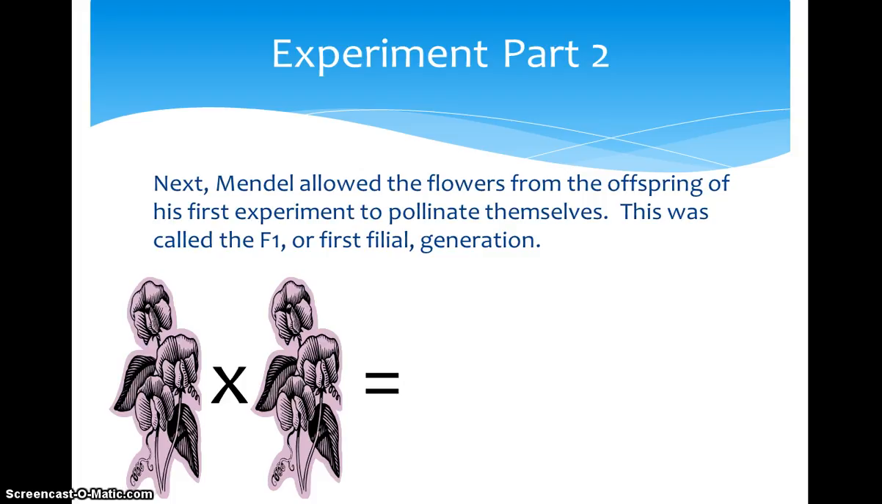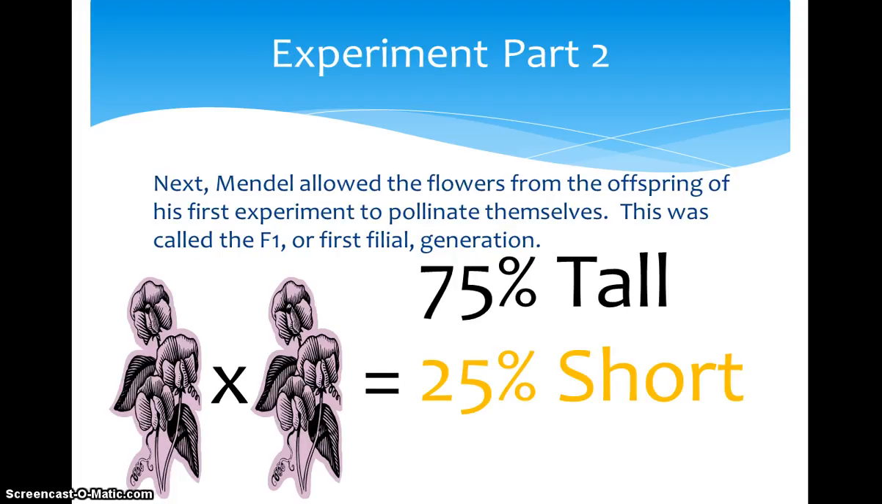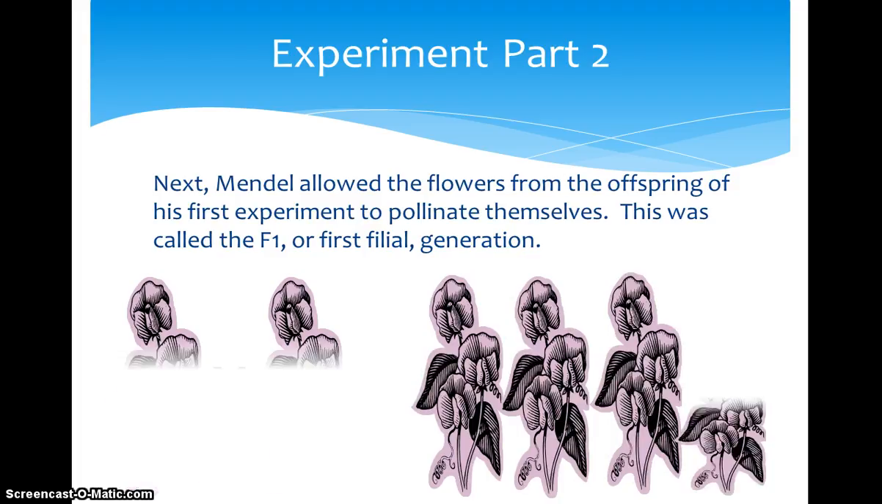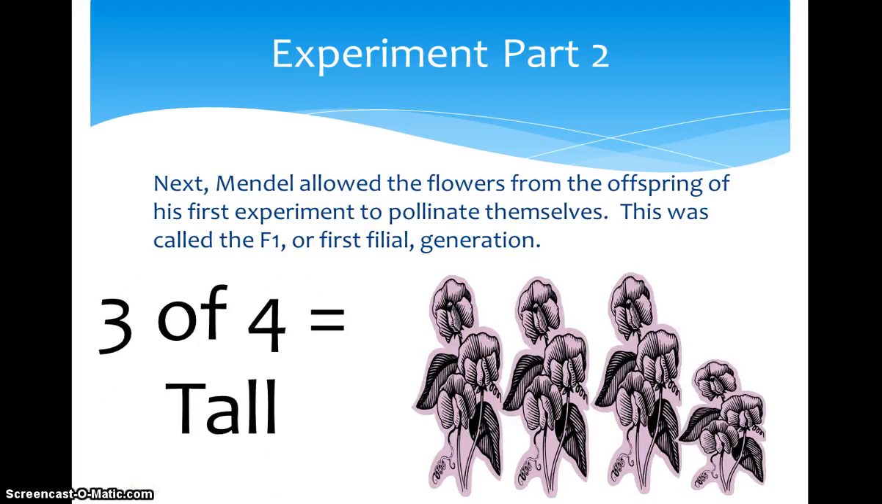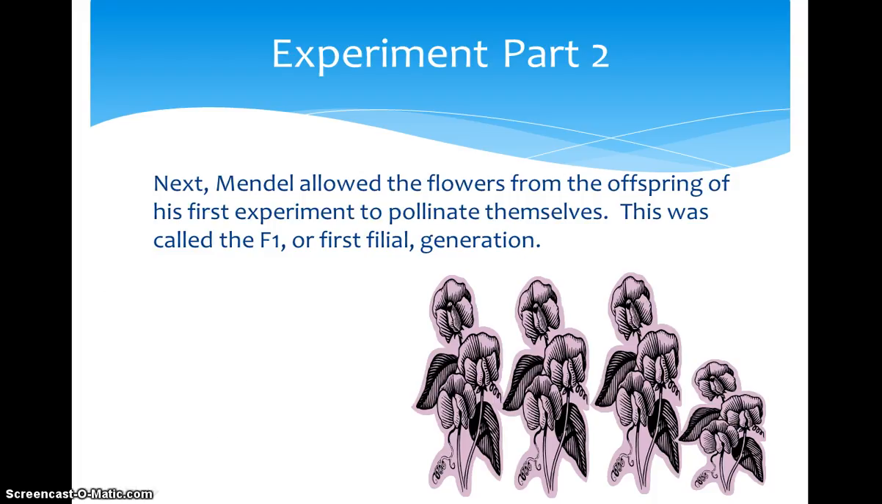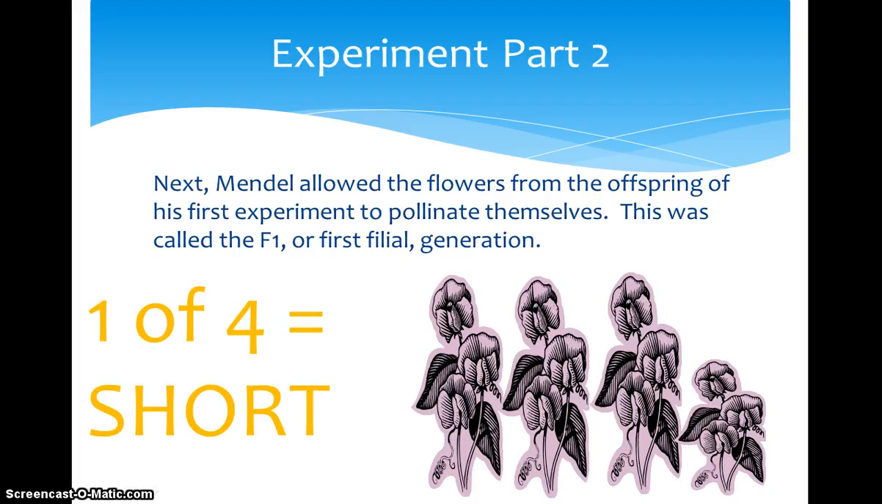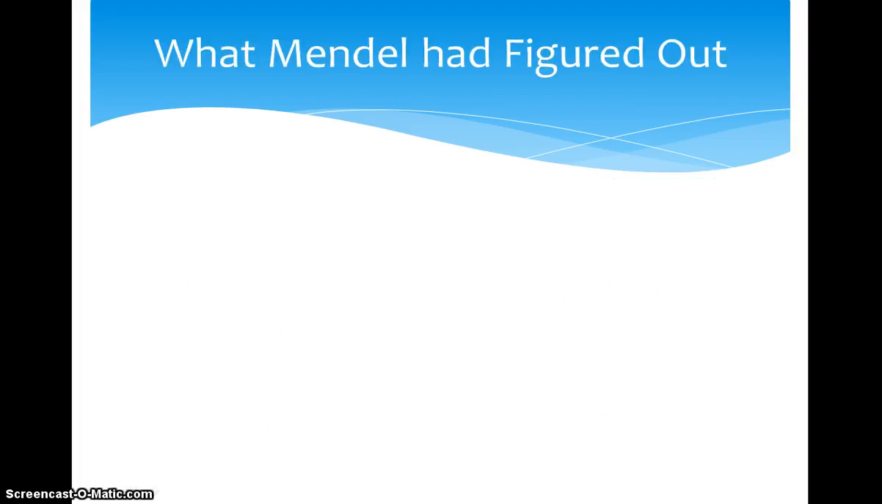So essentially he crossed two tall plants, and he got 75% tall, which made sense, but 25% of those offspring were then short. So what he had figured out is that he got a ratio of 3 out of 4 that were tall, or 3/4, 75%, and 1 out of 4 were short, or 1/4, 25%.